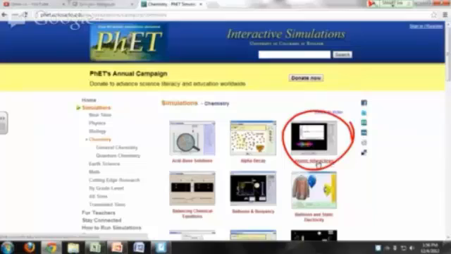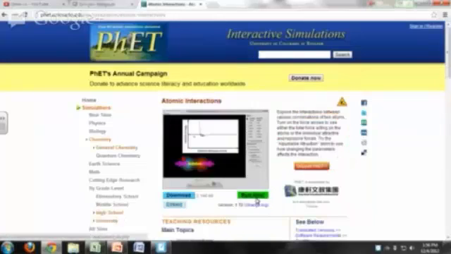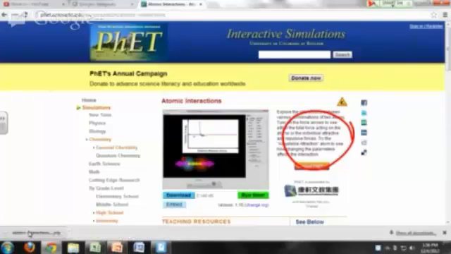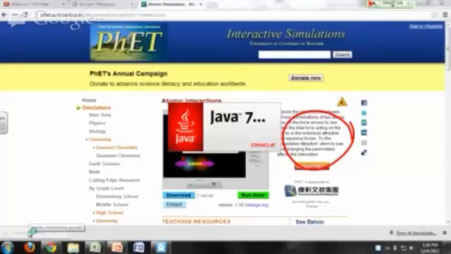Have I shown you this before? I don't know. That's a Java applet. When you download it, you'll get a warning. You can just say keep the file, and once it's downloaded, click on it to run it.